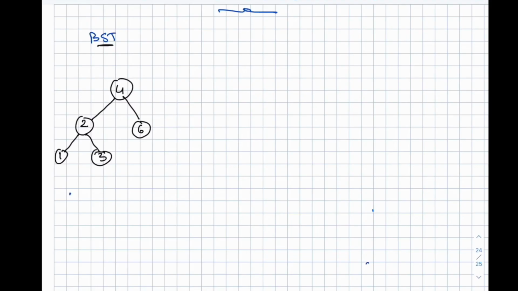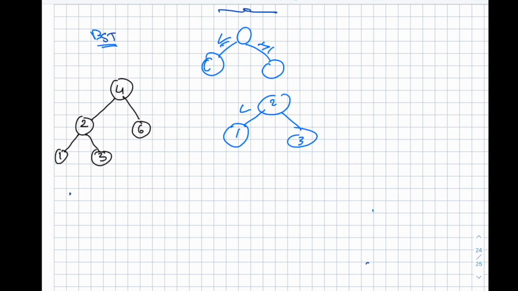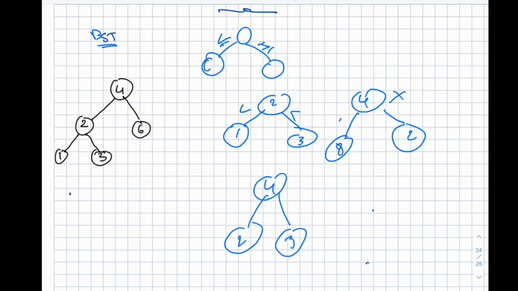Okay, so how can we approach this problem? The problem says that we have a BST, right? And the property of a BST is that the left node is smaller than the node value, smaller or equal, and the right node is bigger or equal. So 1, 2, 3 is valid because 1 is smaller and 3 is bigger than 2. But something like 4, 2, 8 is not valid, right? And even with 4, let's say we have 2 here, but we have 3 here, this is not valid because 3 is smaller than 4, right?